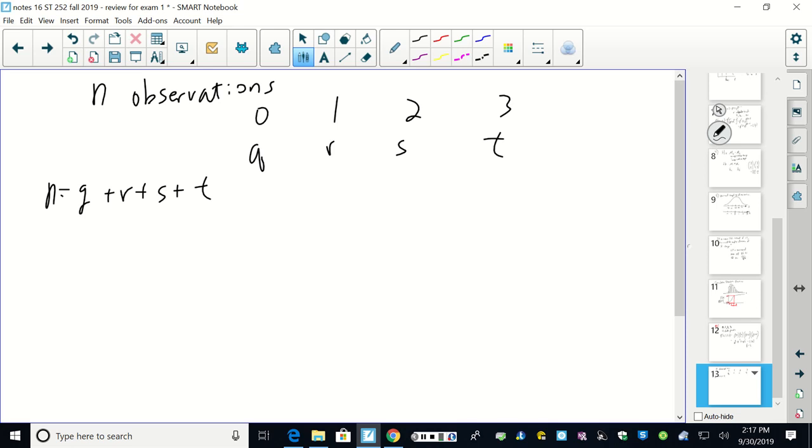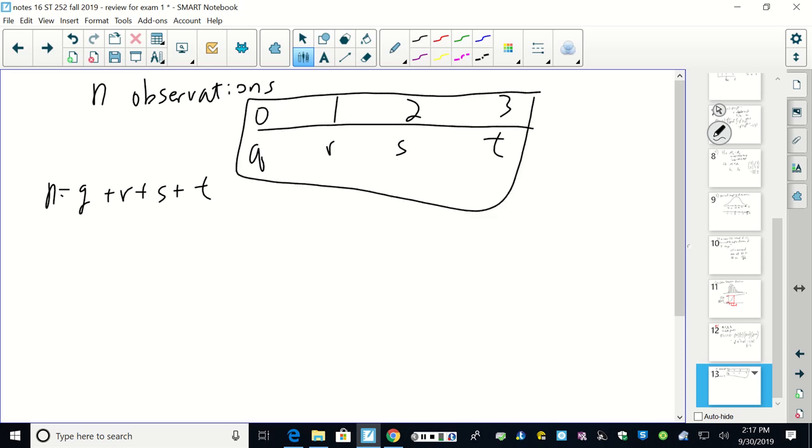This is like a little table. And so these are the values you can see, and these are the number of times it occurs, or the total sample size. Right? So what's the probability that we're going to see Q, R, S, T counts?